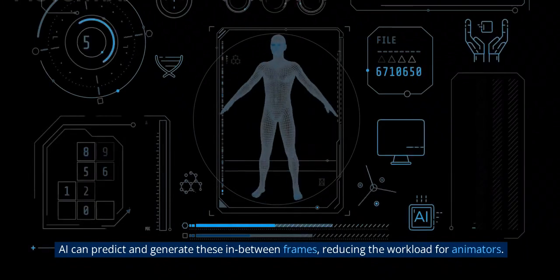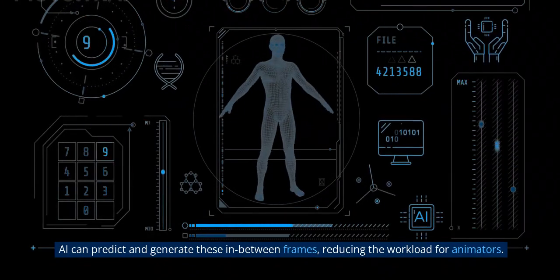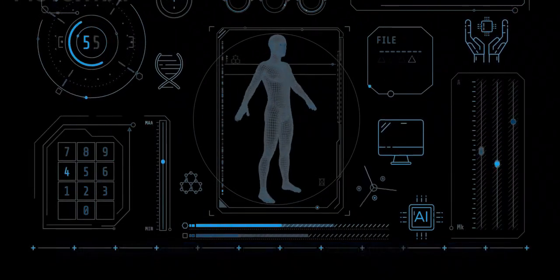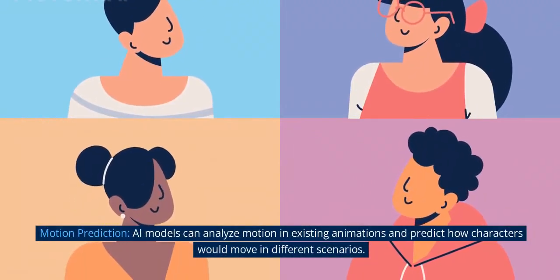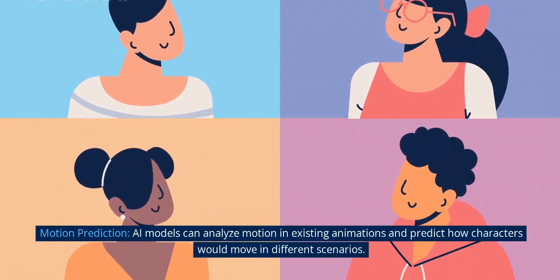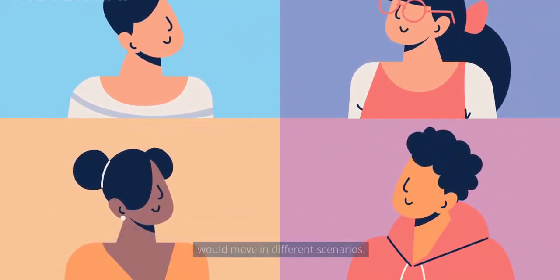In-betweening is the process of creating frames between keyframes to smooth out animations. AI can predict and generate these in-between frames, reducing the workload for animators. Motion prediction. AI models can analyze motion in existing animations and predict how characters would move in different scenarios. This can be useful for generating realistic motion sequences.